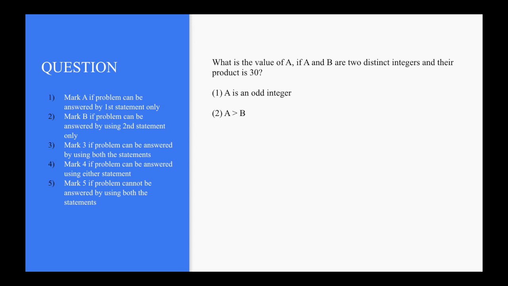So here's the question for you. We have to find the value of A, given that A and B are two distinct integers and their product is 30. Statement 1 says that A is an odd integer and statement 2 says A is greater than B. So you have to get me the answer to this question. I will give you approximately 1 to 1.5 minutes to solve this question, and hope you come up with an answer.